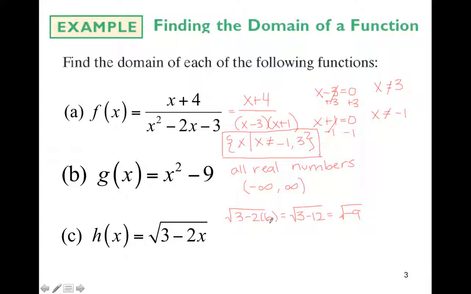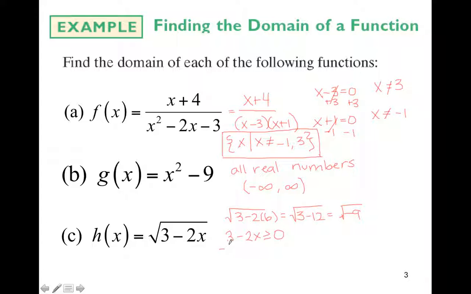What other values are excluded? Any larger numbers? Numbers larger than 6 would be excluded because that's going to give us a negative number under here. So what you really want to find is what's the first number that you are allowed to plug in. So to do this, I'm going to set this greater than or equal to 0 because I do not want to have a negative under the radical.